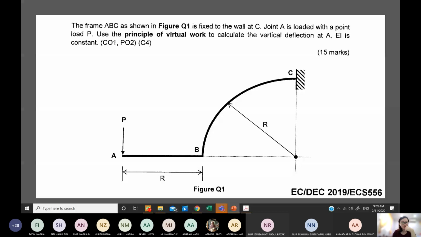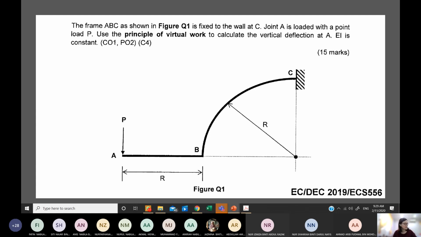Is that a composite structure, this one? No. This is just a frame, or maybe not so straight a beam. It actually acts like a cantilever beam, only it has this component in the shape of an arch. So we are going to practice this today.